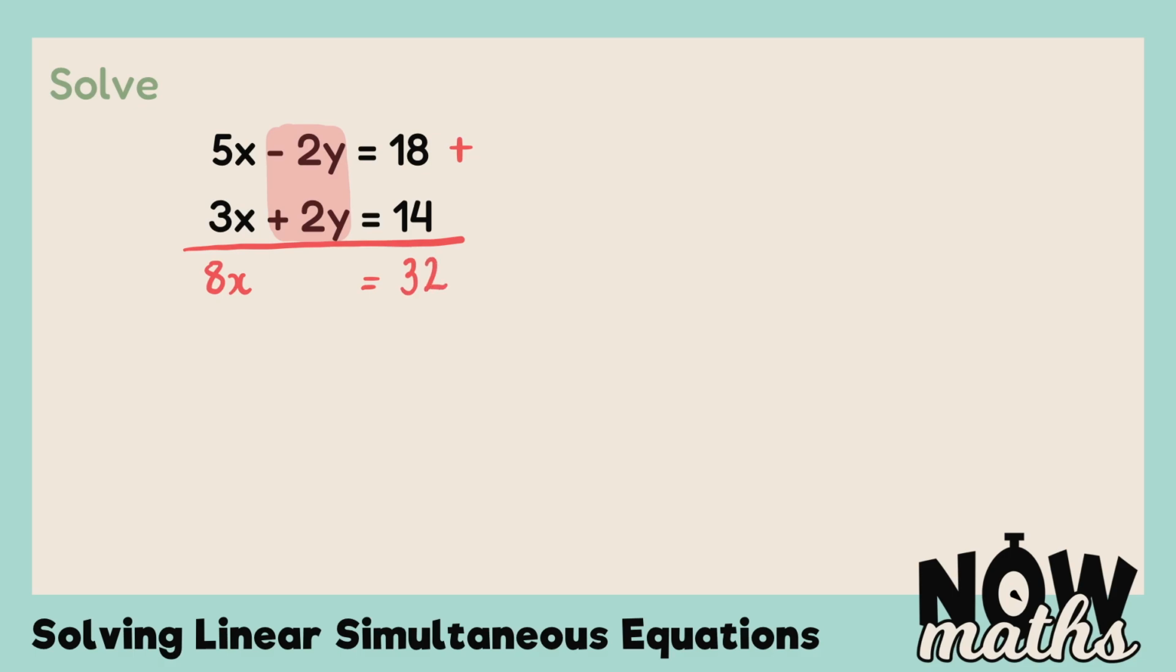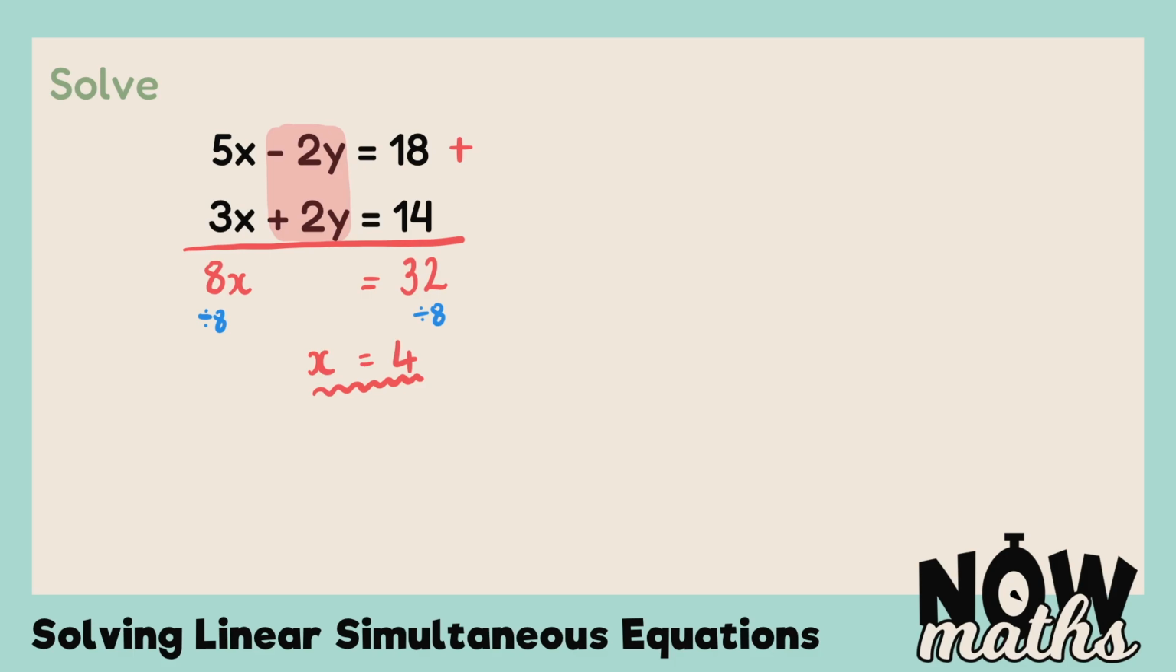Now we're left with 8x equals 32, so we have eliminated the y term, and we solve by dividing by 8. So we end up with x on the left, and 32 divided by 8 is 4 on the right. So our x solution is x equals 4.